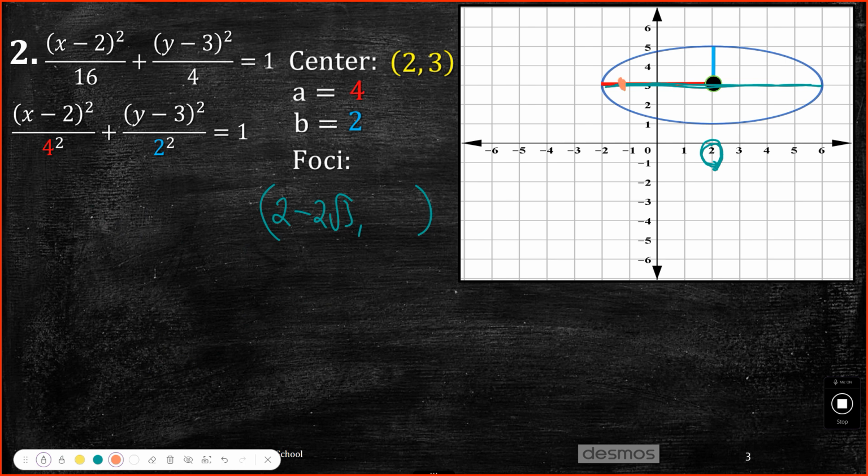We're talking about the foci. So this point is 2 minus 2 root 3, and what's the y value of it? 3. That's this point here. Now let's get the other point over here. That one's going to be 2 plus 2 root 3, and the y value is 3.